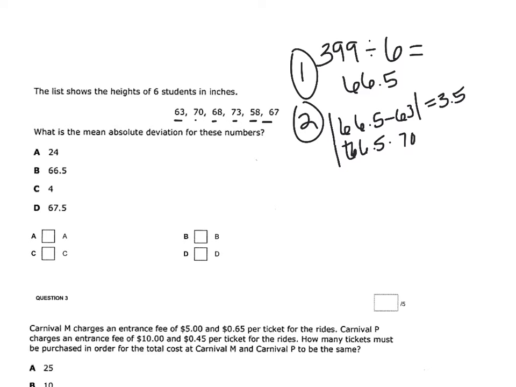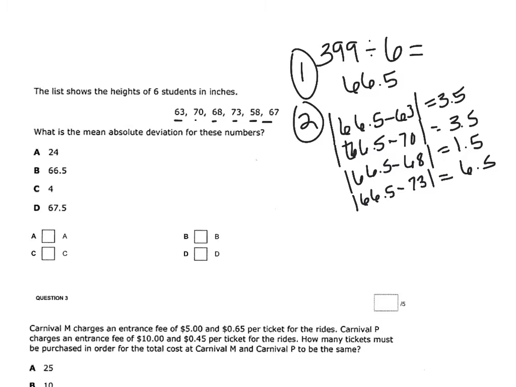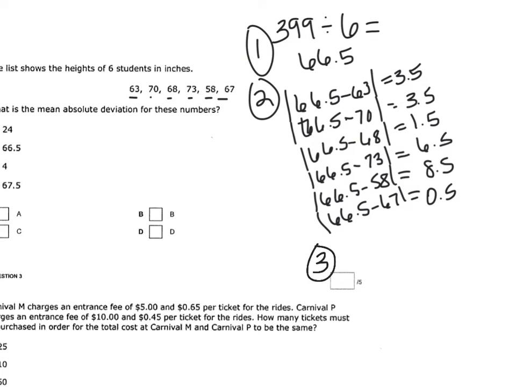66.5 minus 70, 3.5. That's okay if you get the same number. 66.5 minus 68 is 1.5. 66.5 minus 73. I don't know if I already said that. 6.5. That's weird. Next one, 66.5 minus 58 is 8.5. And the last one, 66.5 minus 67 is 0.5. And then your very third step, I'm going to let you handle this on your own.